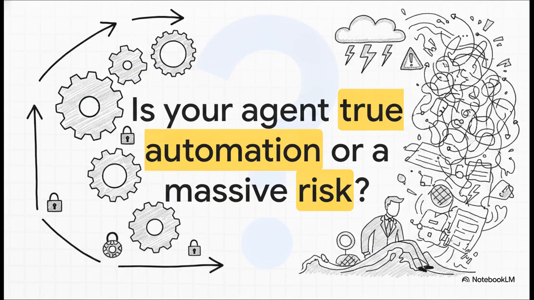I want to leave you with a pretty provocative question to chew on today. Take a hard look at the projects you're working on right now. Is your current agent true automation built on disciplined, bounded boundaries? Or is it just a massive risk wearing a business suit, just waiting for a bit of messy data to trigger a disaster? The companies actually winning with AI aren't the ones showing off the flashiest demos.